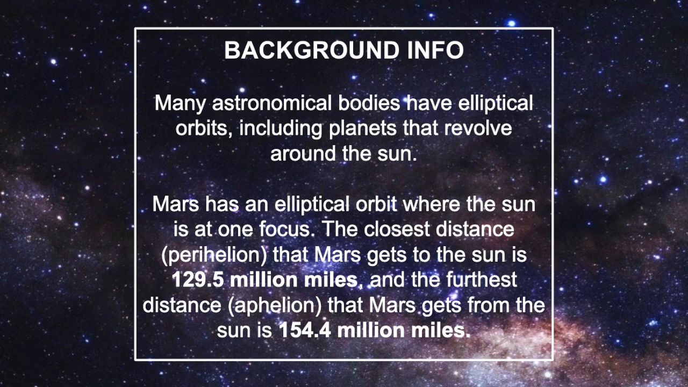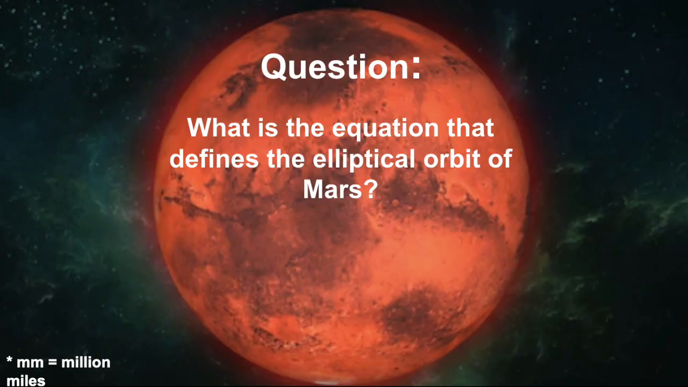Mars has an elliptical orbit where the Sun is at one focus. The closest distance, perihelion, that Mars gets to the Sun is 129.5 million miles, and the furthest distance, aphelion, that Mars gets from the Sun is 154.4 million miles. Using this information, what is the equation that defines the elliptical orbit of Mars?